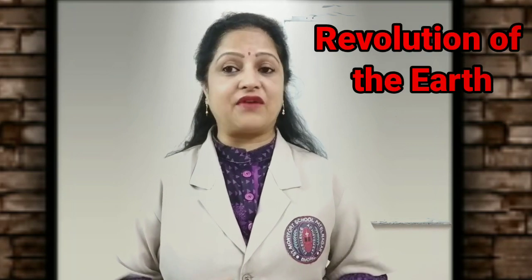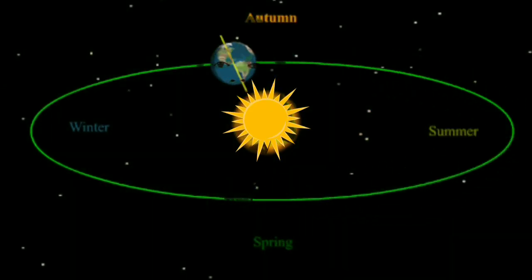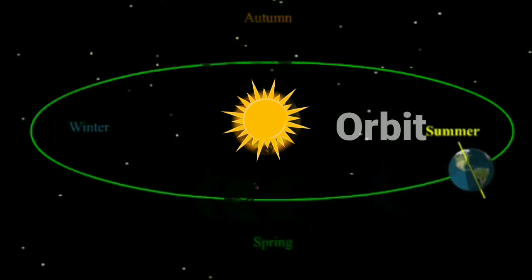So in my previous video, I have already explained about the rotation of the earth and about earth's axis. Now in this video, I am just going to explain about the revolution of the earth. So what is revolution of the earth? Earth moves around the sun in a fixed path, and this fixed path is known as orbit.